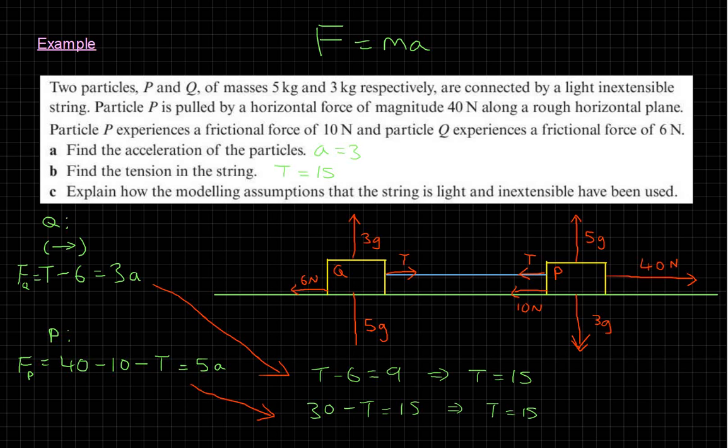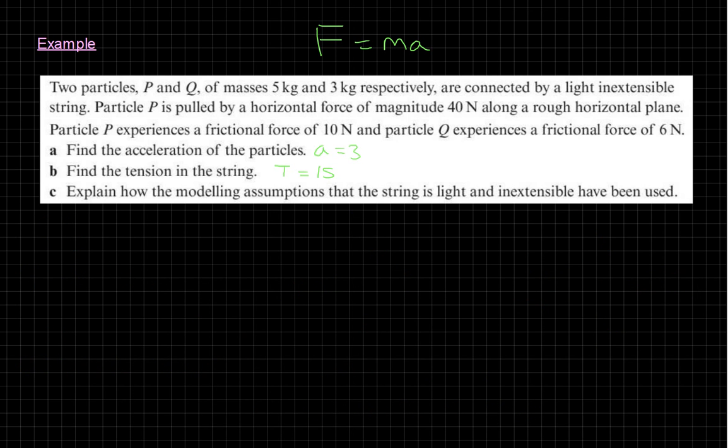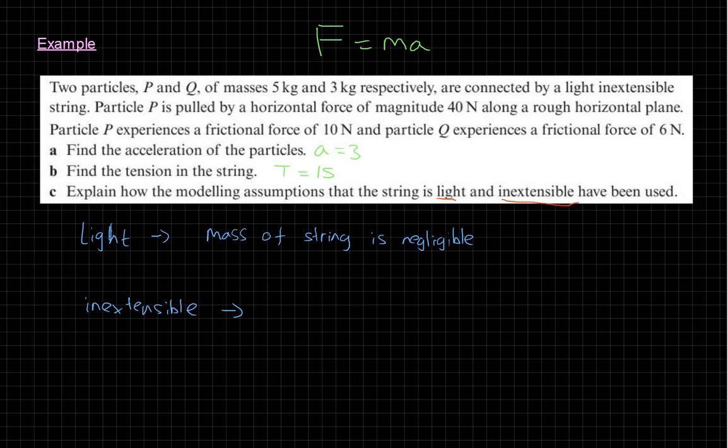And then the final part, part C. I talked about that already a bit really, didn't I? About these key words, light and inextensible. So let's write down precisely what we should be saying if I want to tell someone why these words are important. What assumptions are these associated with? It's as follows. The mass of the string is negligible. In other words, we treat the mass as 0. And the tension is the same throughout.